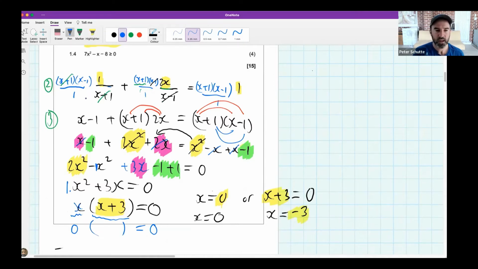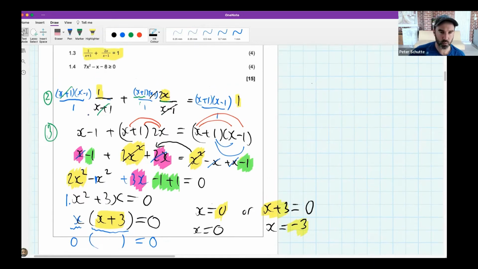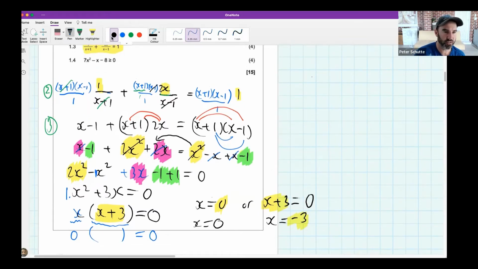All right. So what I'm going to do, guys, I'm going to clear my board. But while I clear my board, I want everyone to try and solve 1.4. So I want you to start on this question.